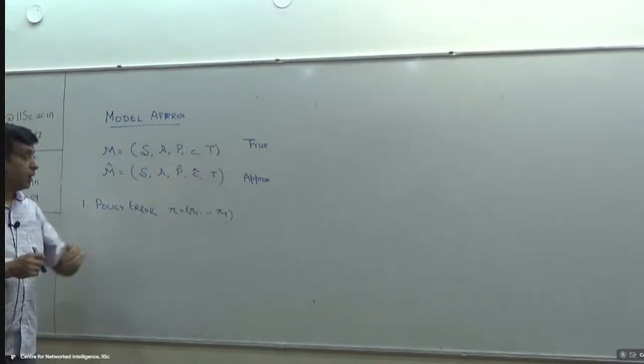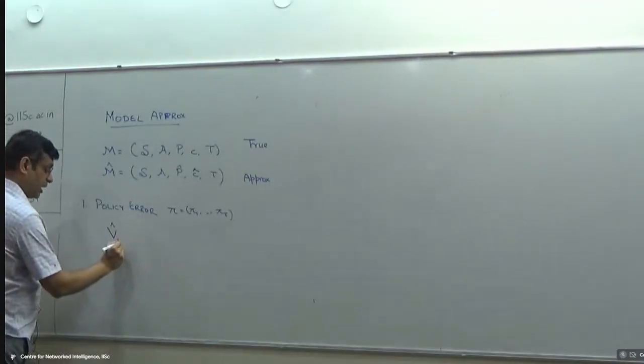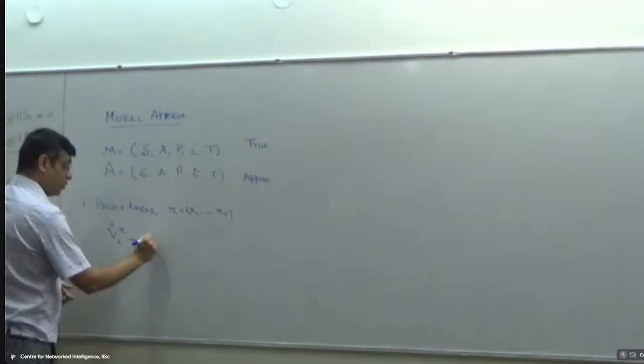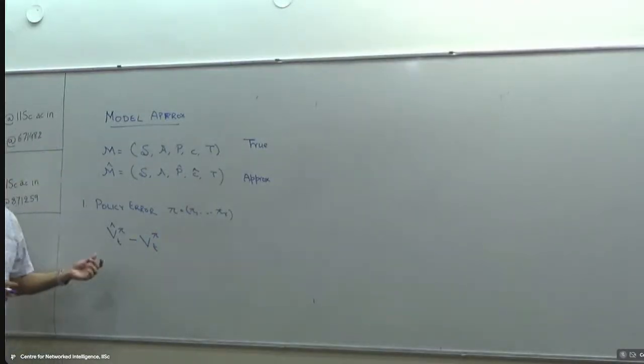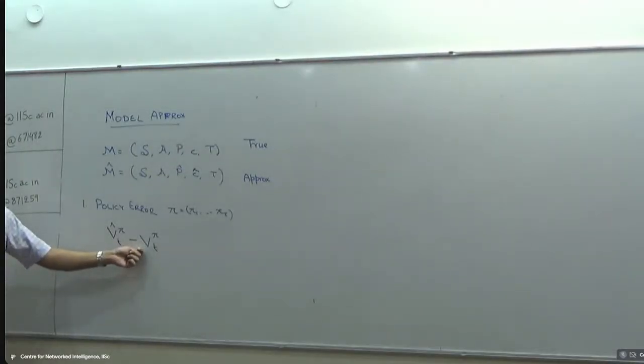Okay. Once I do that, I solve the dynamic programming equation, and I get a value function, which is, in the hat model, how well this policy performs at every time. Okay. And I want to know, is this how the policy will actually perform in the real system? So, can I somehow bound the difference between the value function in the approximate model and the value function in the real model for the same policy? Okay. So, this I will call policy error.